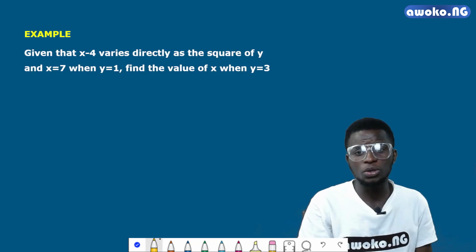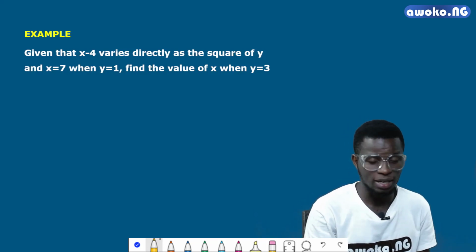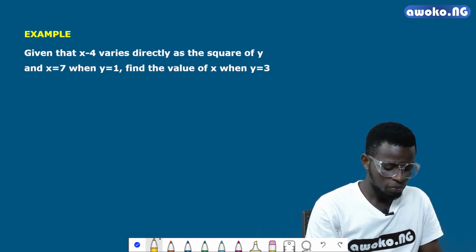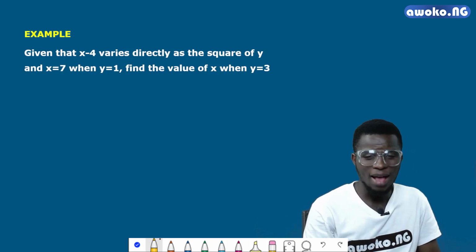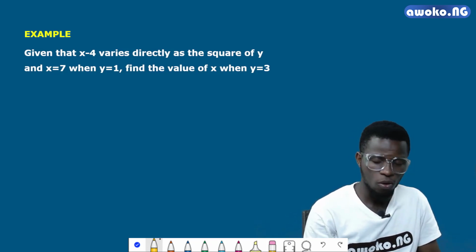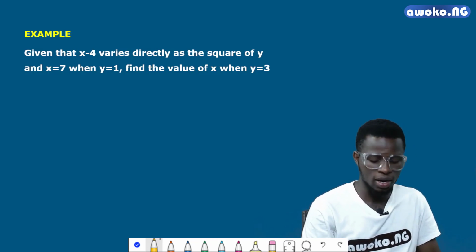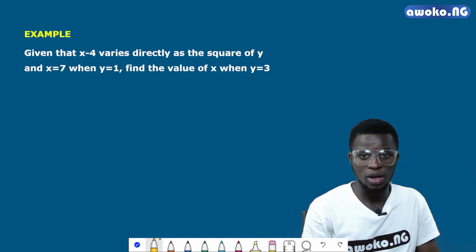In this lecture, we are going to consider another example under direct variation, and the example is shown on the screen here. We are told that x minus 4 varies directly as the square of y, and x equals 7 when y equals 1. Find the value of x when y is equal to 3.